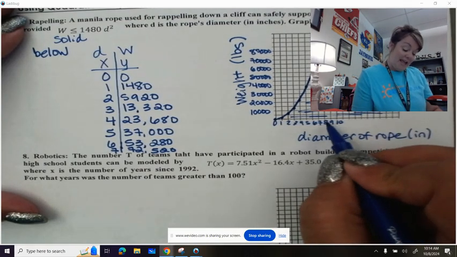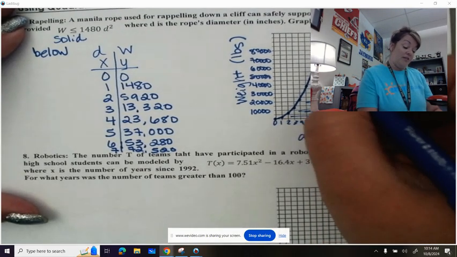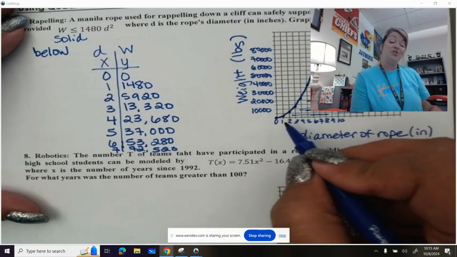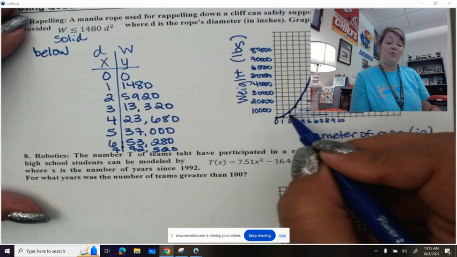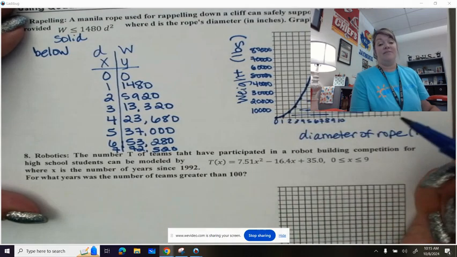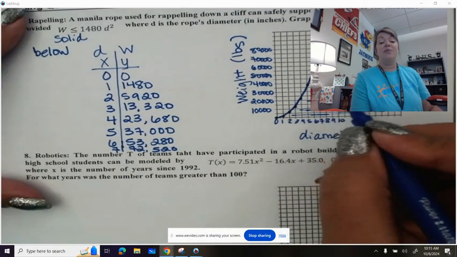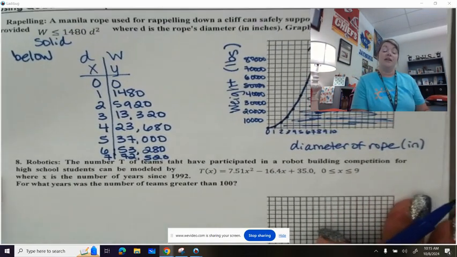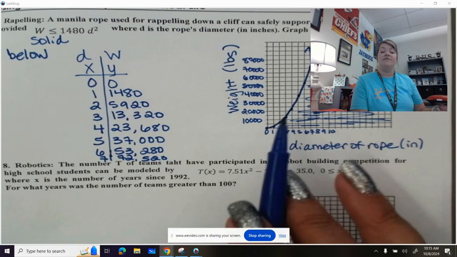So an 8-inch diameter rope would hold a lot of weight, right? Because it would be any of these weights out here. But for example, a 2-inch diameter rope, if you try to put 20,000 pounds on a 2-inch diameter rope, it's not going to hold because that's not in my shaded region. Okay. So that's kind of what we're looking at with these real world examples like this, is it gives us a way to test something out to see if it actually works or not.